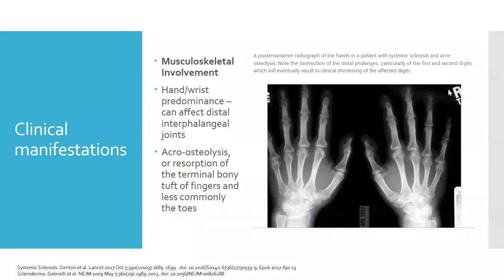After the skin, musculoskeletal involvement is common. This is one of the few rheumatological illnesses that can affect the distal interphalangeal joints. You also have autoamputation at times, and that is because of acroosteolysis, which is basically resorption of the terminal bony tuft of the fingers.